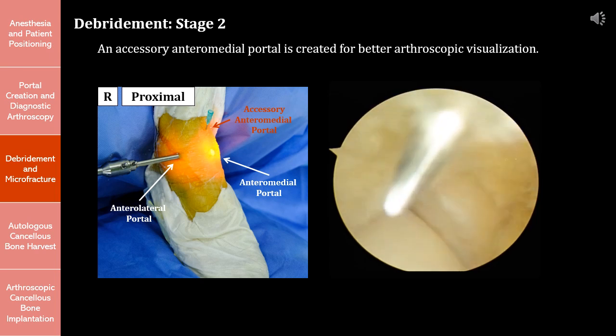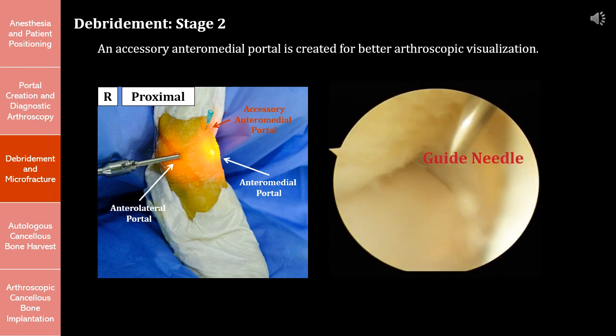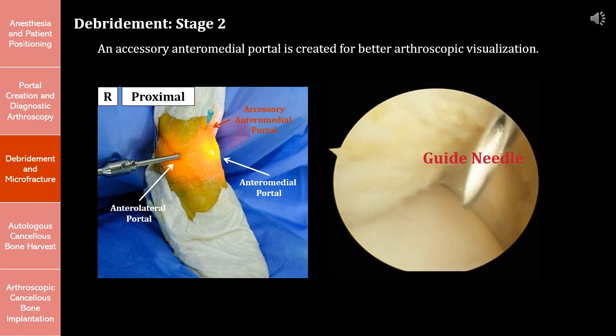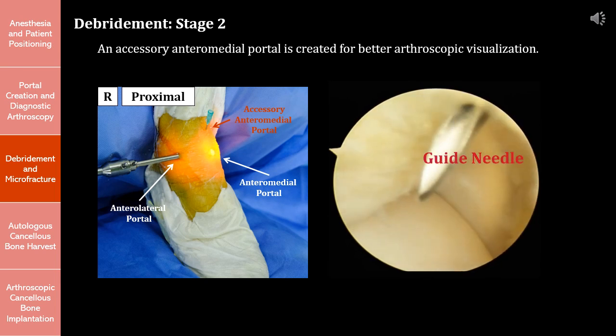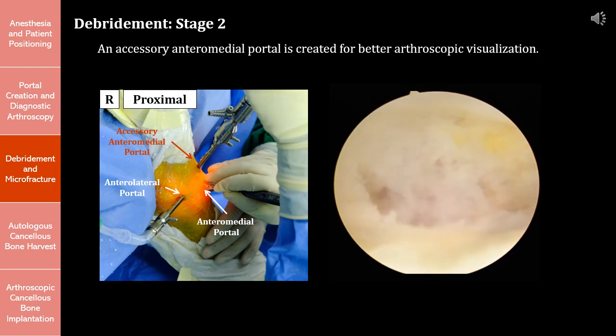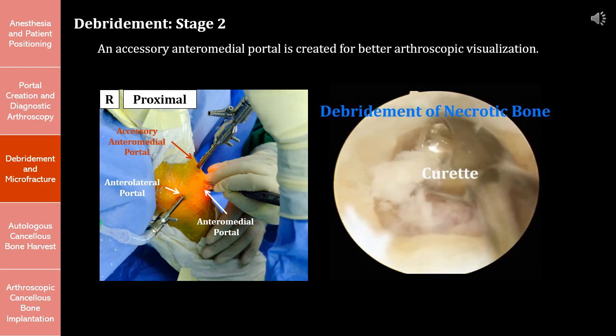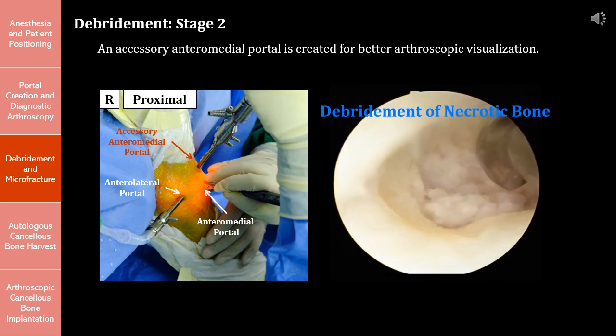An accessory anteromedial portal is created 2 cm above the standard anteromedial portal. After a guide needle is placed on the arthroscope, a skin incision is made, and a blunt trocar is used to penetrate the capsule. Visualization is achieved through the accessory portal, while the anteromedial portal serves as the working portal for instruments.